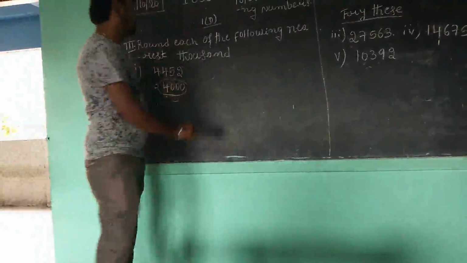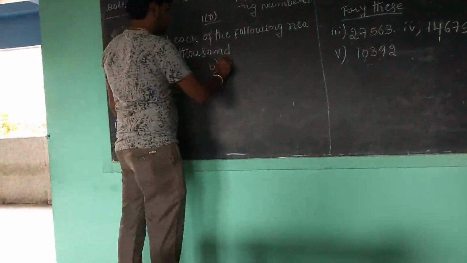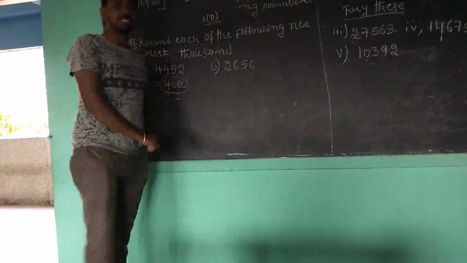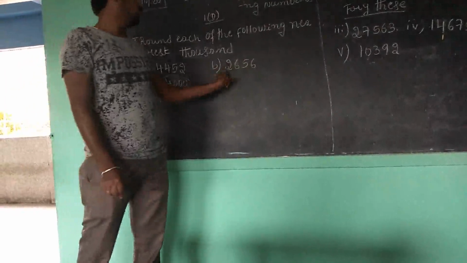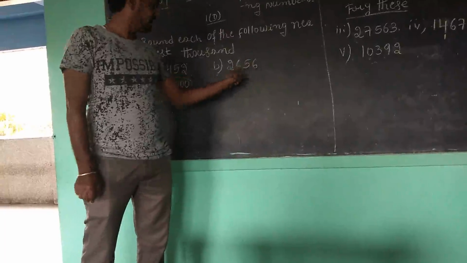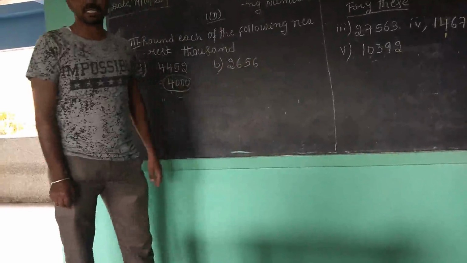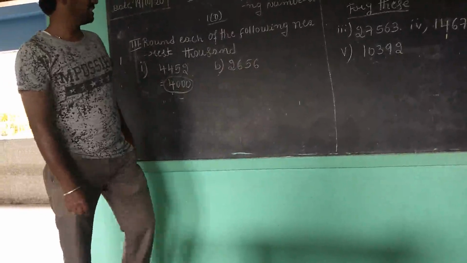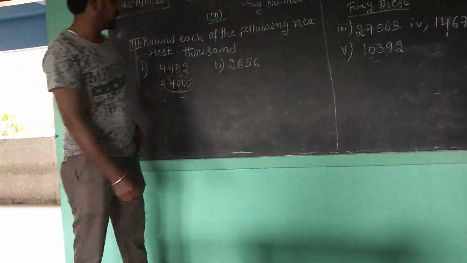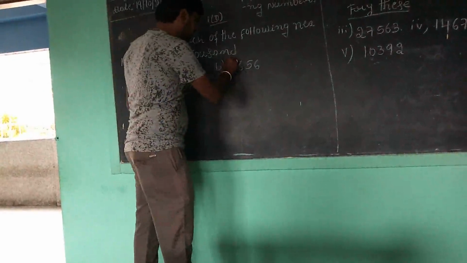Children, next take the next question. The second one is 2656. This is to the nearest 1000. See children, 2656. Here 5 or more comes, so it automatically changes to the next number. This is also more than 5, more than 500. That's why you write 3000.